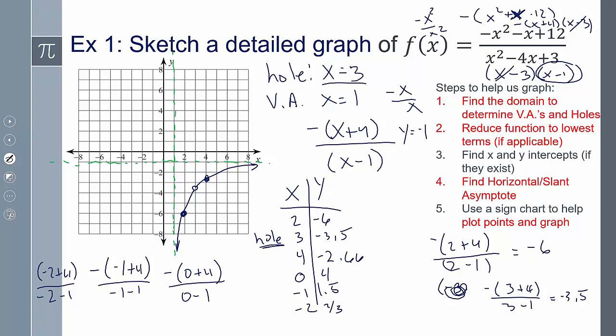And then on the other side, at 0, it's 4. At negative 1, it's 1.5. And then at negative 2, it's 2/3. And so I have that. And just remember, emphasize that there's a hole there. And that's at where 3 was. So anywhere the graph is at 3, you just have that open circle there.